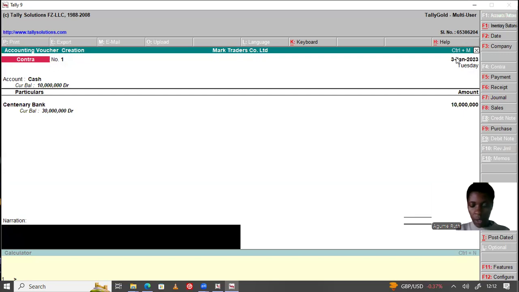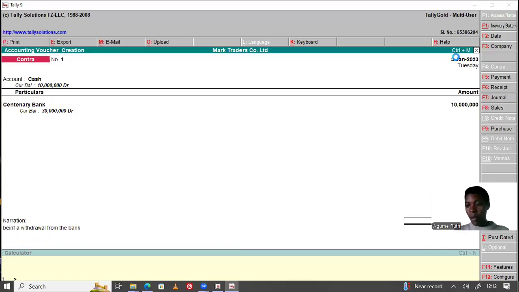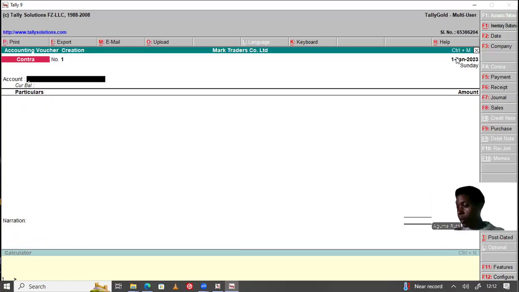Then the narration, I can say, being a withdraw from the bank. I accept, then I go to the third transaction, obtained a loan.